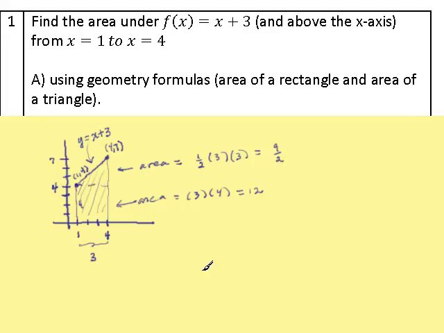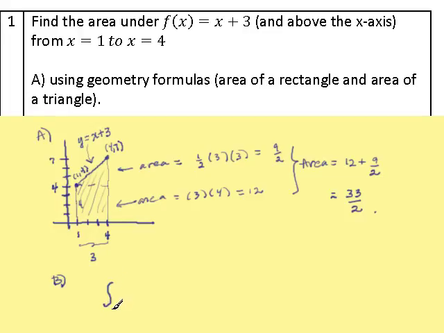All right, 9 over 2. And so the total area is equal to 12 plus 9 over 2. That's 33 over 2. All right, so that's part A. In part B, we want to find the same area using the fundamental theorem.